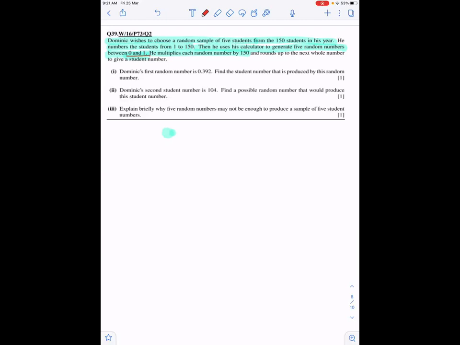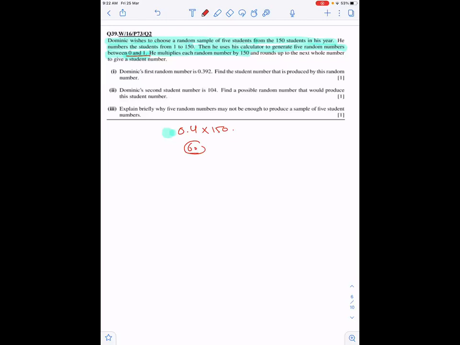I think so. Yeah. Okay. For instance, yes, 0.4. He multiplies each random number by 150 and then rounds up to the next whole number to give a student number. Okay, fine. So if I multiply 0.4 by 150, I'm getting 60. And then he rounds it up to the next whole number. This is the next whole number only. Okay, so this is one number.